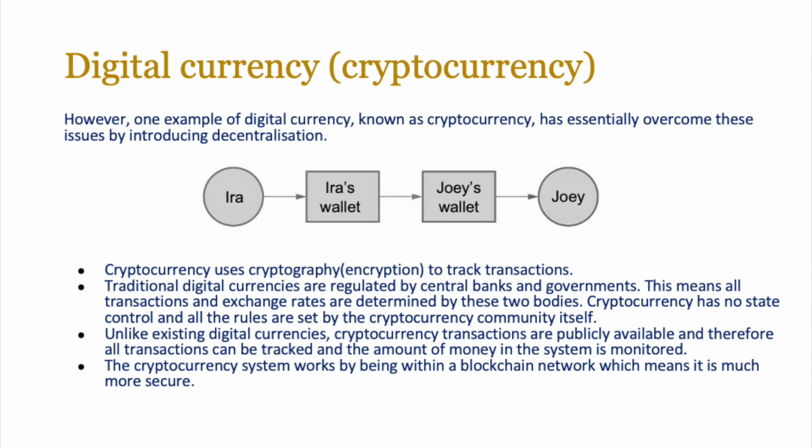Payments are also encrypted using this particular type of currency. As there is no central authority managing this system of payments, a different system based on blockchain is used to keep track of the payments. A blockchain is a method used to track all the transactions made using a particular cryptocurrency. Now, unlike existing digital currencies, cryptocurrency transactions are publicly available, and therefore all transactions can be tracked, and the amount of money in the system is monitored, and anyone who's connected to the network can monitor it.